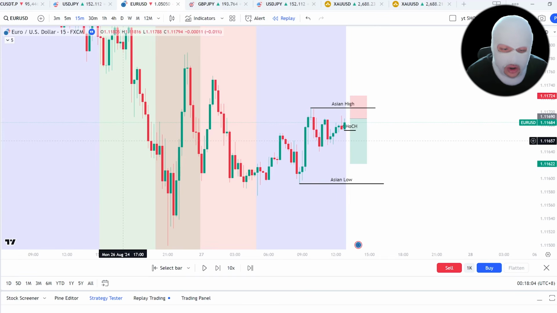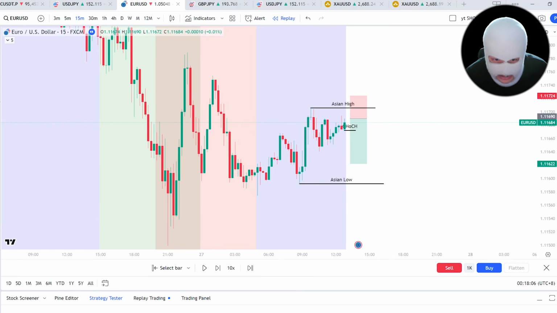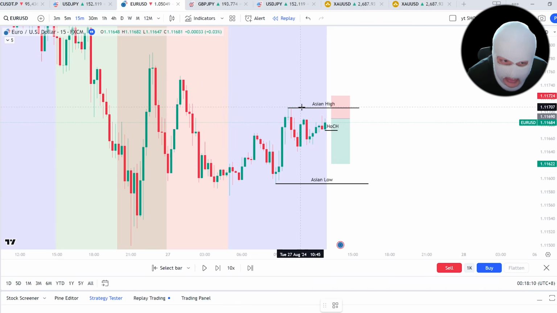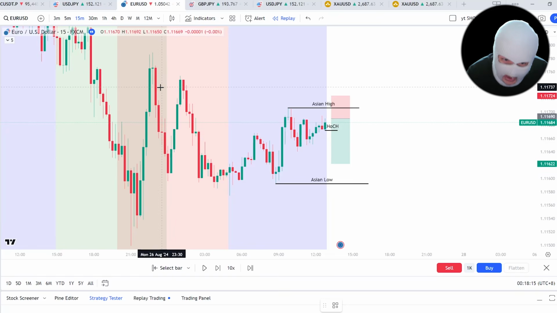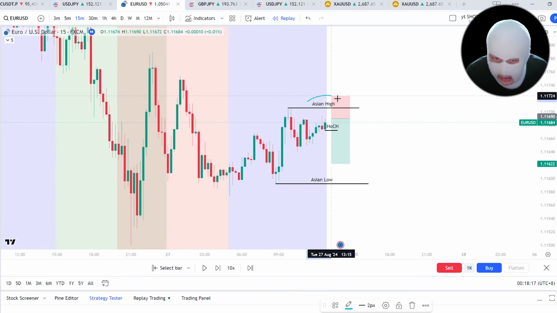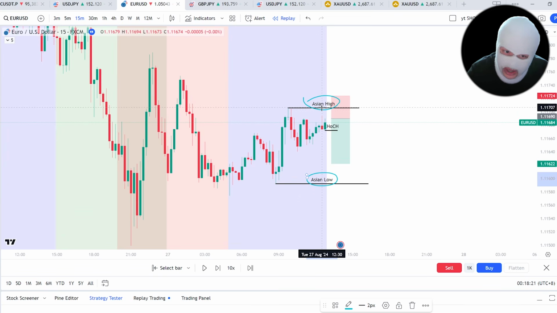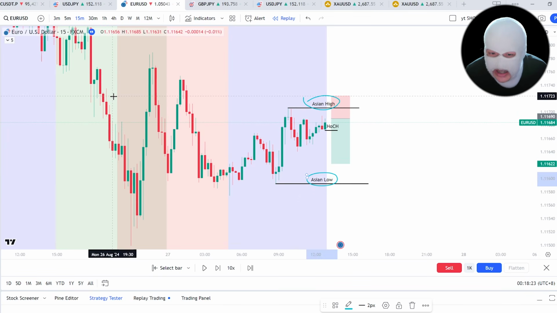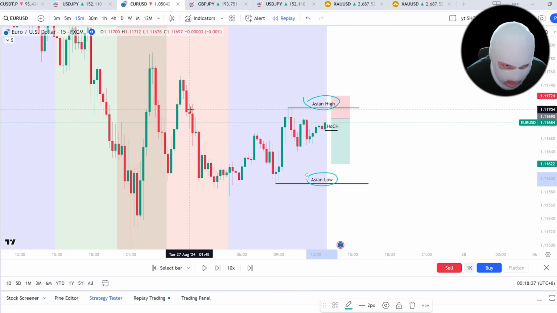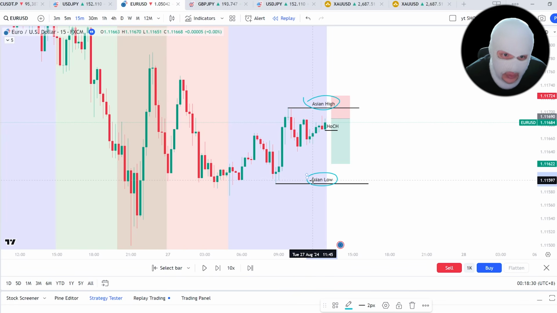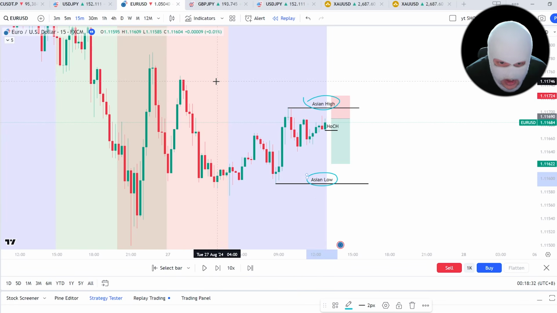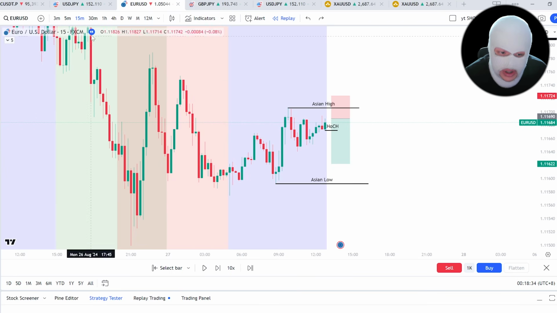Okay, so here we are on the Euro US dollar chart. Like I said, the first thing we have to do is mark out our 1 hour and 15-minute unmitigated fair value gaps and our Asian range high and low. Right over here and right over here. Now, you can see that we do not have any unfilled fair value gaps. So we will just mark out the Asian high and low right here. Let's wait for either side of the Asian range to be swept.